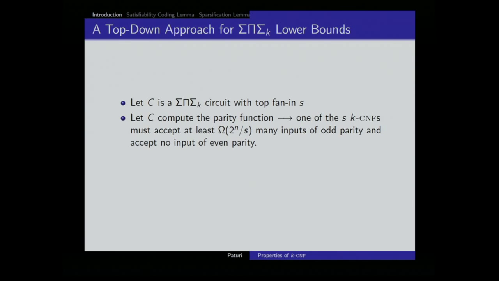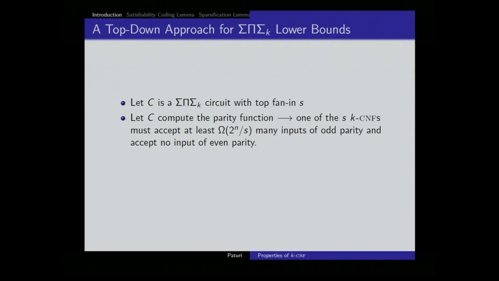So it turns out, by a simple argument, that one of the subcircuits, which is a KCNF, must accept at least 2^n/s many inputs of odd parity and reject all inputs of even parity. The top gate is an OR gate, so the bottom gates are doing much of the computation, much of the filtering out of even inputs. And the top gate is taking the union of all the efforts of the KCNFs.